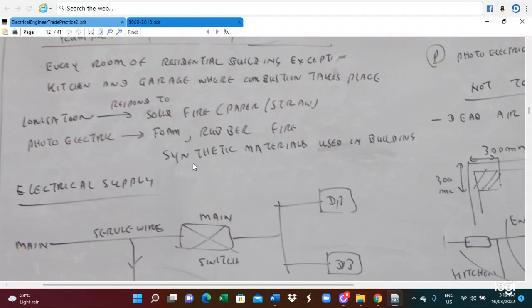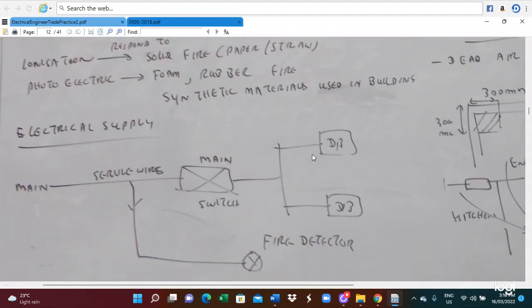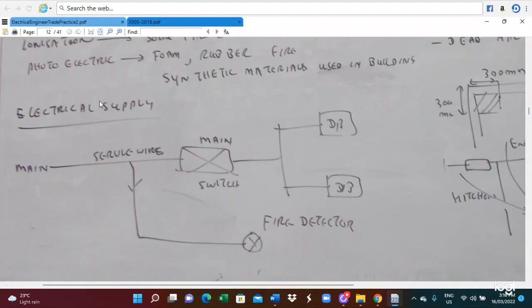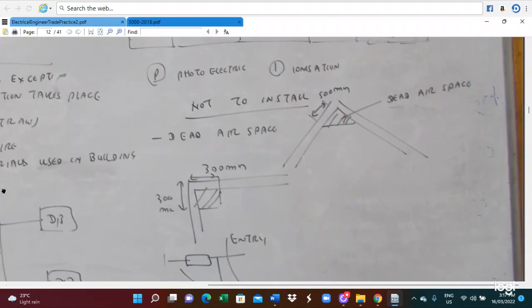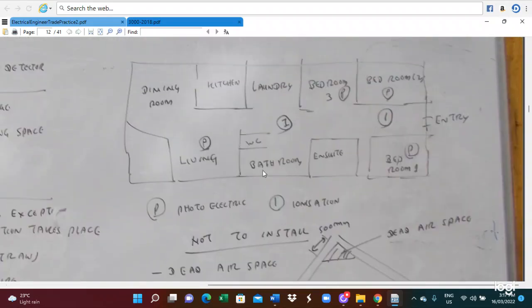In this case, synthetic materials are used for the building. Here is an electrical supply for the smoke detector system. Mains include the service wire and main switch, and then you've got a distribution board. The fire detector should be connected to the service wire. This is the location of the smoke detector. Ionization smoke detectors have to be installed in the hallway, and photoelectric smoke detectors have to be installed on the balcony. So this is the location.